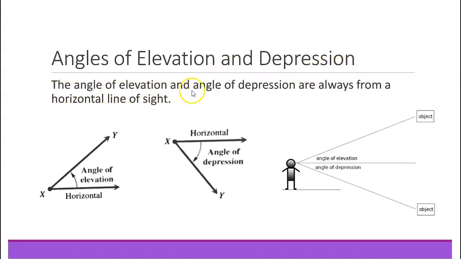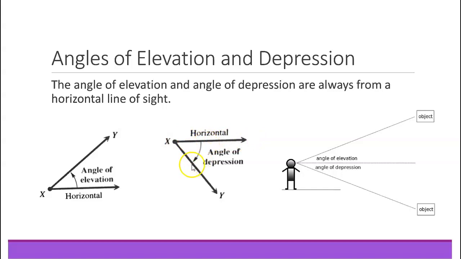The angle of elevation and angle of depression are always from a horizontal line of sight. So let's assume we have this horizontal line here. The angle of elevation goes up from that horizontal line, so it's like I'm looking upward at something. If I'm talking about an angle of depression, here's my horizontal line, and I'm looking down at something from the horizontal.